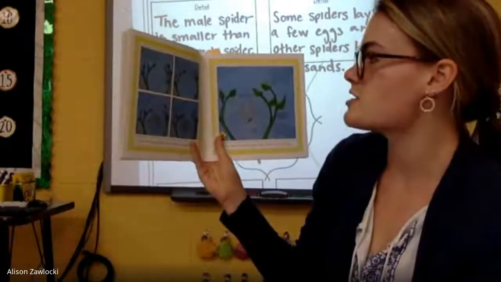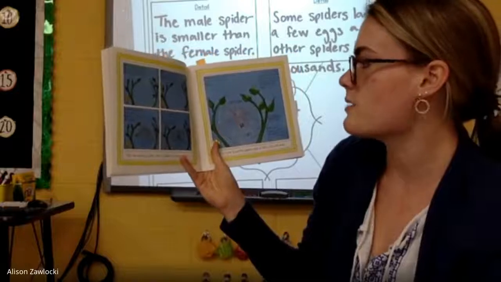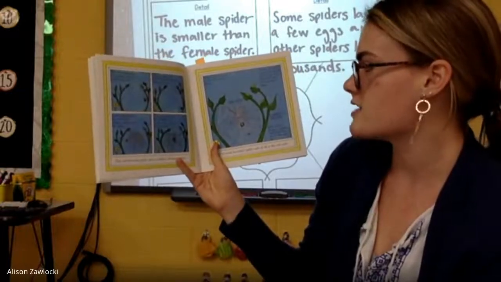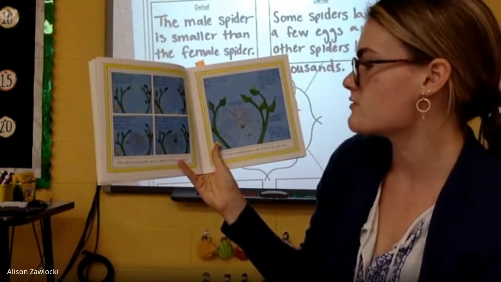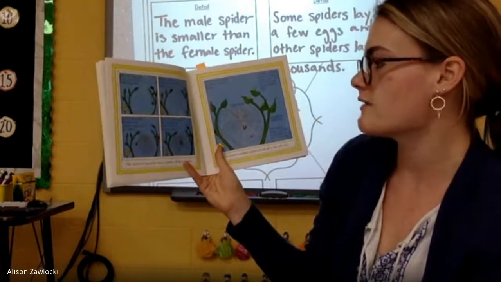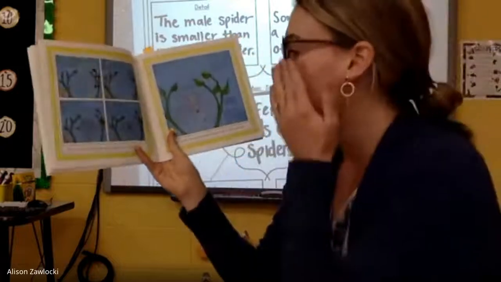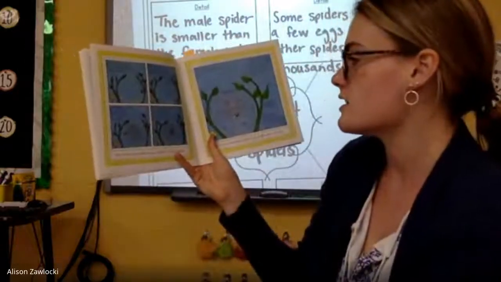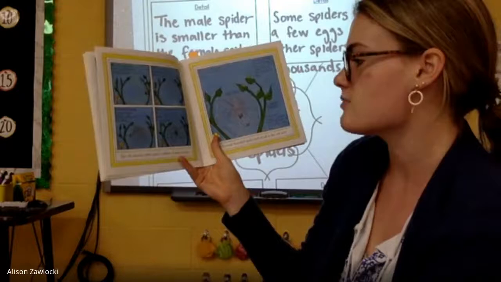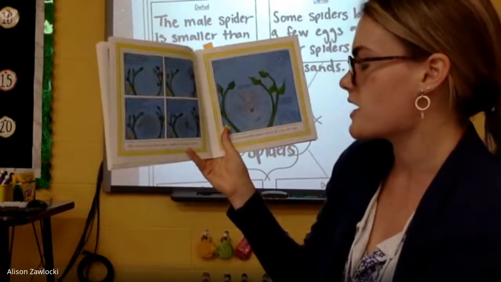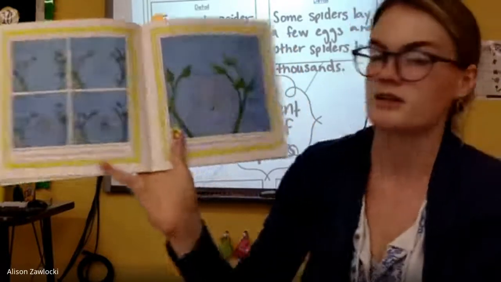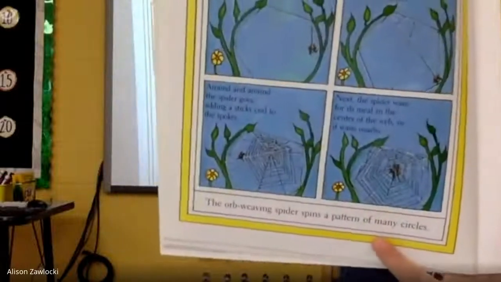First, the spider spins a few lines of silk to hold up the web. Then it adds lines of silk that look like spokes of a wheel. Around and around the spider goes, adding a sticky coil to the spokes. Next, the spider waits for its meal in the center of the web or waits nearby. An orb-weaving spider spins a pattern of many circles. So this is probably the typical web that you've seen before.